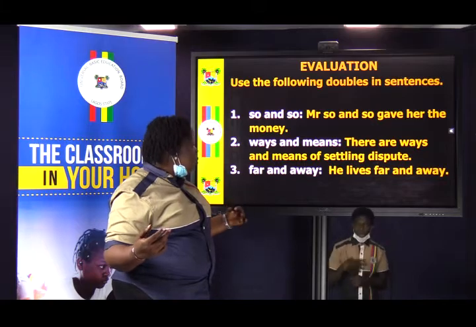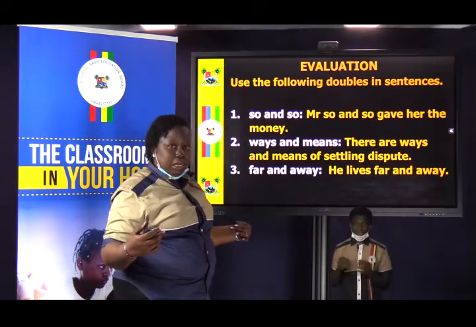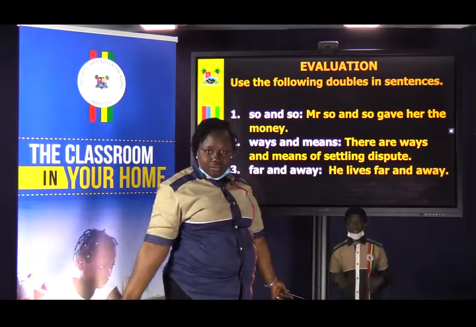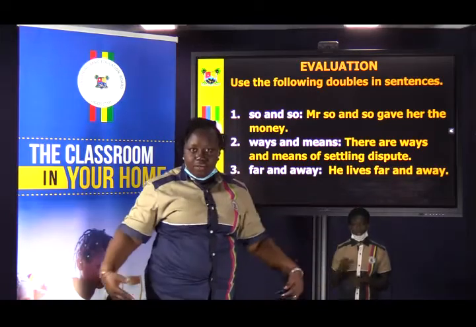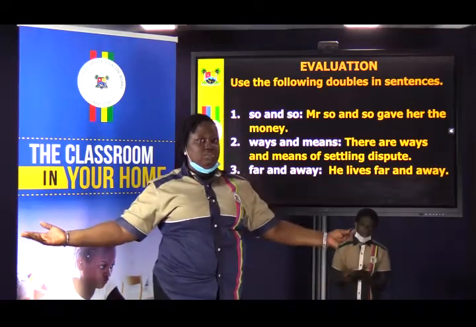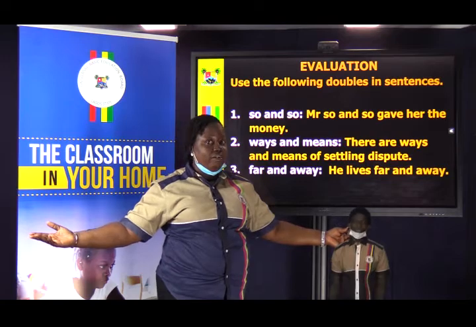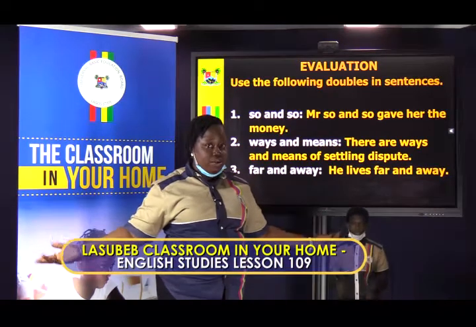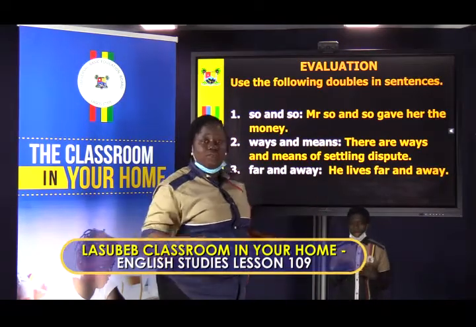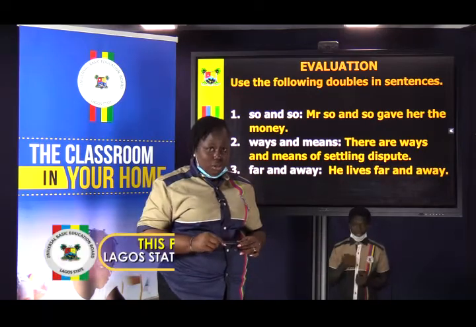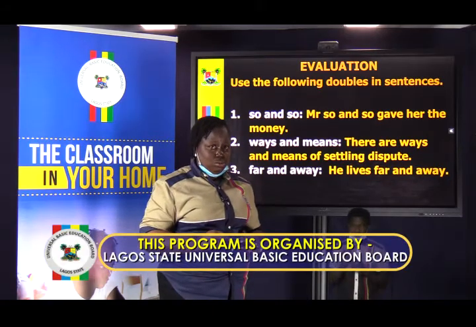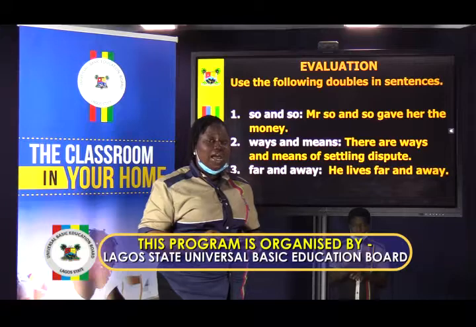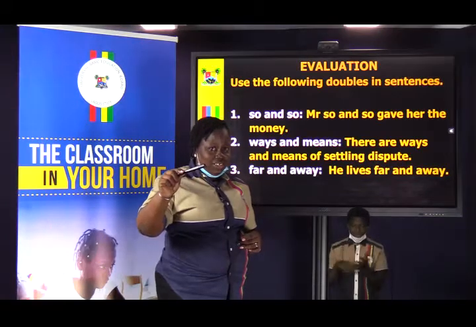And for far and away, I have this sentence: He lives far and away. At times it's here, at times it's not here. So he lives far and away. So I have 3 sentences, and I believe you do too. Well done, and I want to celebrate you with this chair.